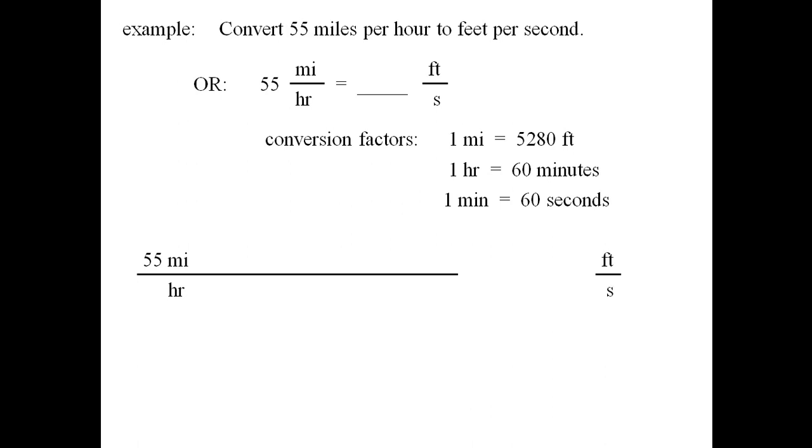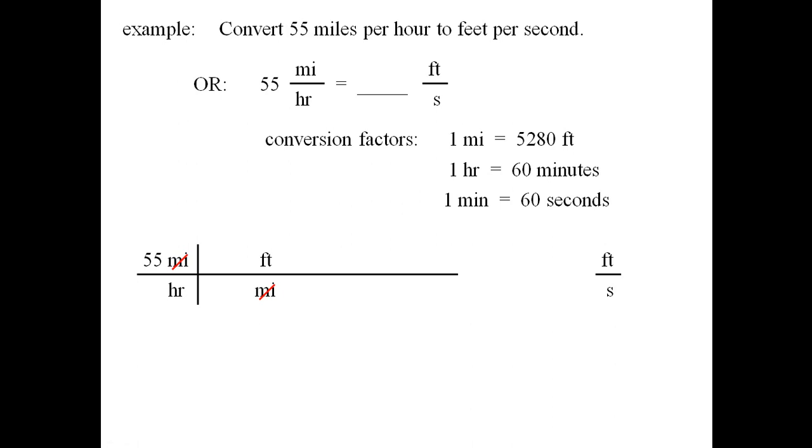So I want to do some canceling so that I get feet in the numerator and only feet, and seconds in the denominator and only seconds. So I need to convert miles to feet and hours to seconds. It doesn't matter which one you do first. I always do miles to feet first. Now I want to put miles in the denominator because I want to get rid of this mile and replace it with feet.